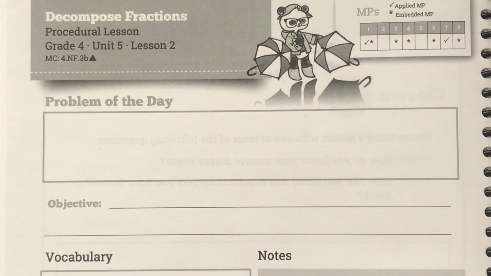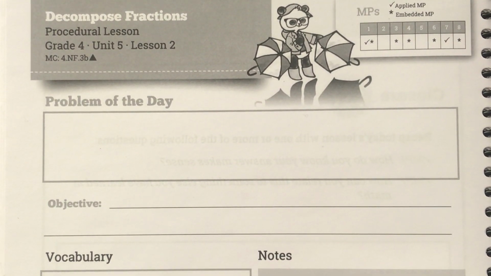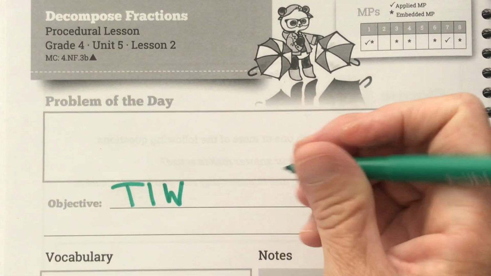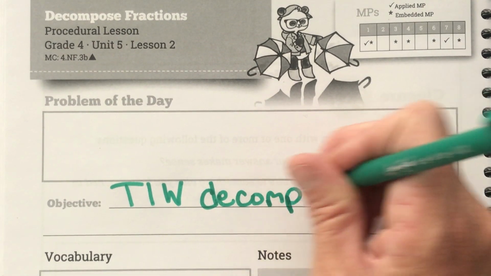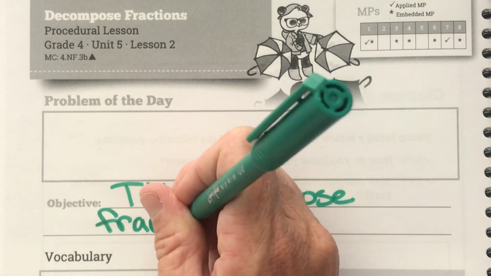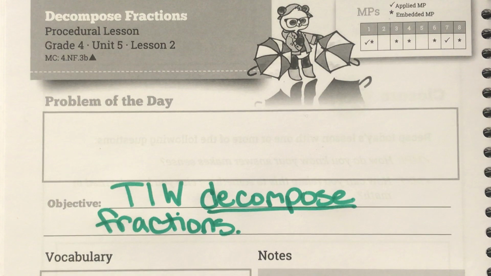Today we are on page 67 of your student journal, and our objective or our goal today is, I will decompose fractions. And our main word is decompose. That's a new word that we have not talked about yet.